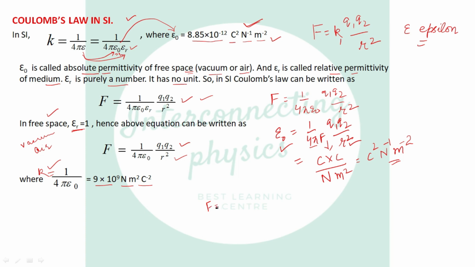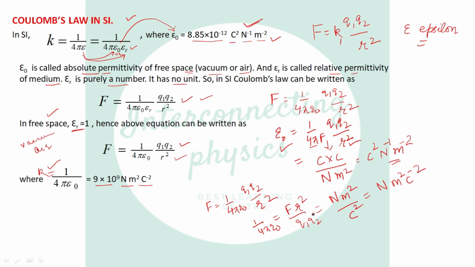Now 1 over 4 pi epsilon naught. Since F equal to 1 over 4 pi epsilon naught Q1 Q2 over R square, let us cross multiply. We will get 1 over 4 pi epsilon naught equal to F into R square divided by Q1 Q2. So F is measured in Newton, distance is in meter, and the SI unit of charge is Coulomb, so Coulomb square. So the units will be Newton meter square Coulomb inverse square. And you know k is equal to 1 over 4 pi epsilon naught, so k or 1 over 4 pi epsilon naught both have the same unit, that is Newton meter square Coulomb inverse square. And remember students, never cram the units or dimension formula. Always learn the formula, and if you know the formula, then you can calculate any unit of any physical quantity.